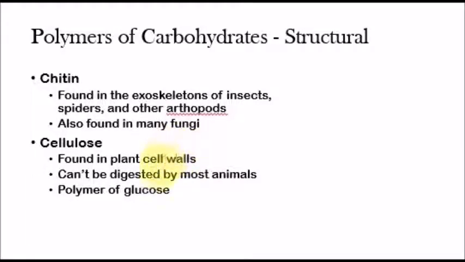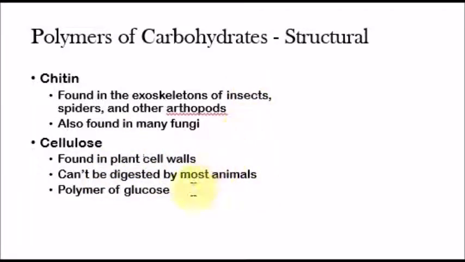And cellulose is the polysaccharide or the polymer which makes up plant cell walls, and it's for structural purposes. Okay, again, and they can't be digested by most animals. That's why if you went outside and you ate a tree, you probably wouldn't digest it. It would just go through your digestive system. So cellulose cannot be digested by most animals, okay?